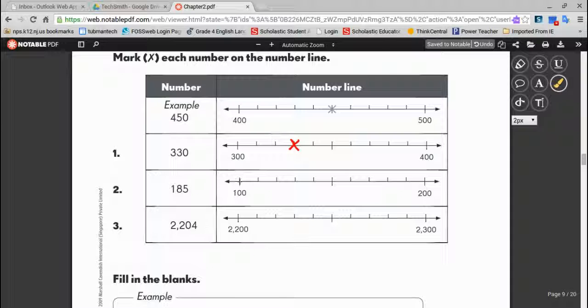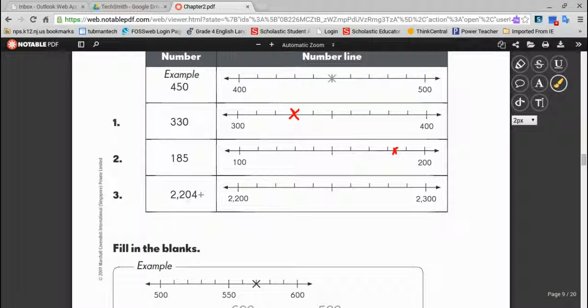So here we go. That's 100, 110, 120, 130, 140, 150, 160, 170, 180, and right here we have 180, and this is 190, but we're looking for 185, so that means we are looking at the middle between 180 and 190. So hit pause, try to do this one yourself. This is 2,204. Good luck, and get started. And when you come back, we'll do the ones on the bottom.